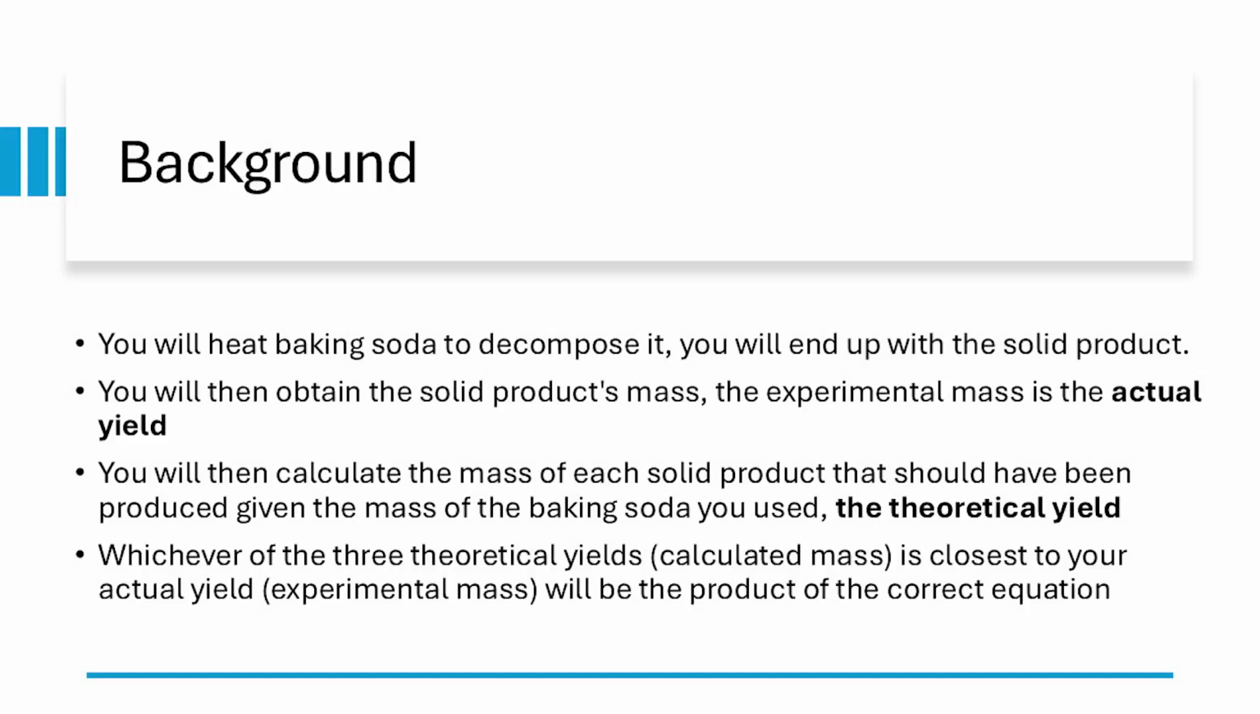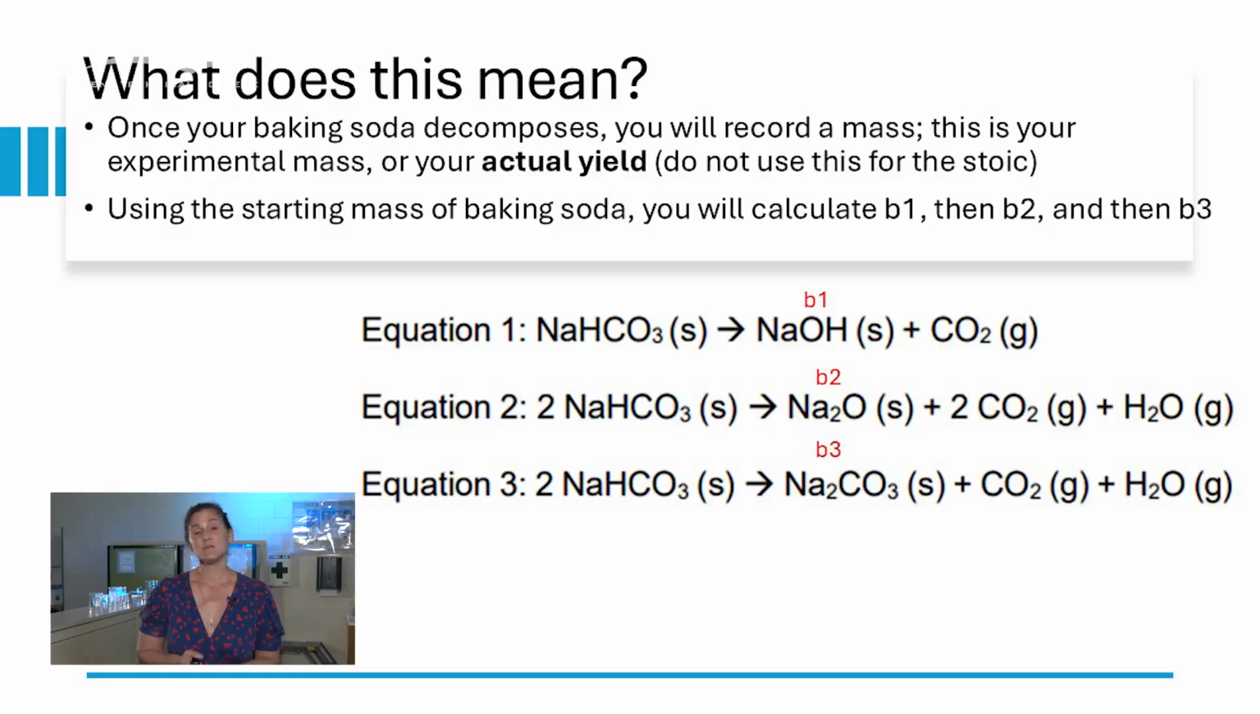So what does this mean? That means we are going to do these calculations 3 times. We're going to start with a mass of sodium bicarbonate that you measured in the lab. And then utilizing stoichiometry, you're going to solve for the 3 different products, which we list as B1 for the sodium hydroxide, B2 for the sodium oxide, and B3 for the sodium carbonate.